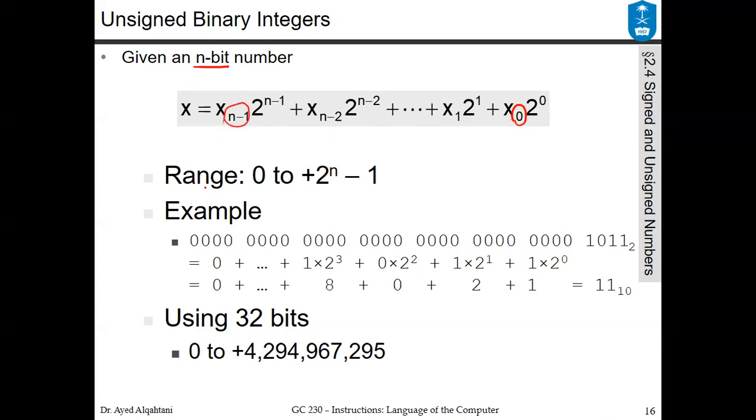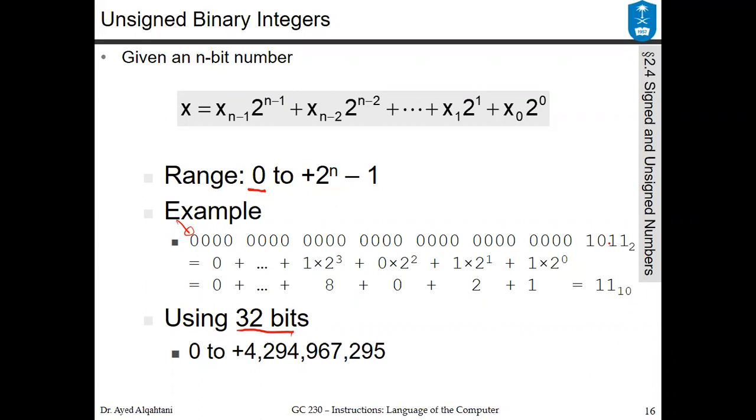And the range, as we said, now we are generalizing. We took it for 4-bit in the previous slide, and now for an n-bit, we start from 0 up to 2 to the power of n minus 1. And this is an example. If we are using 32 bits, and this is the case in MIPS. In MIPS, all the data, as we've seen in the array A, are saved in 32 bits.